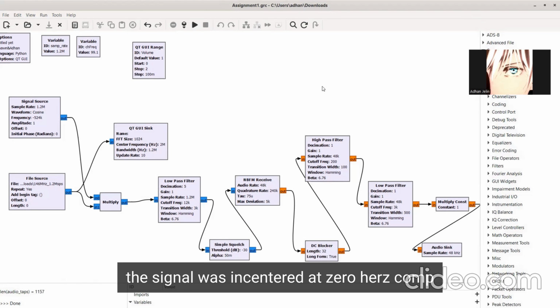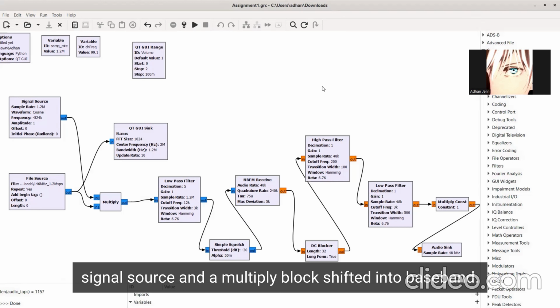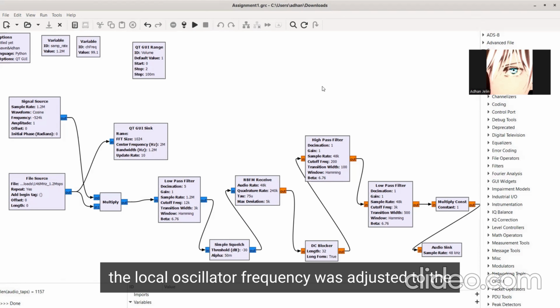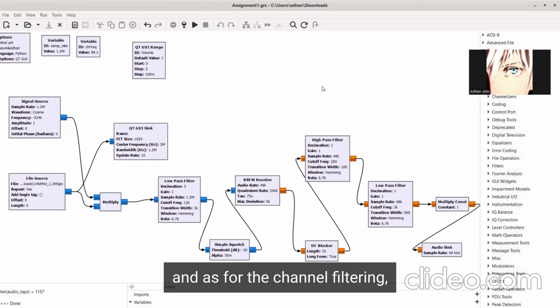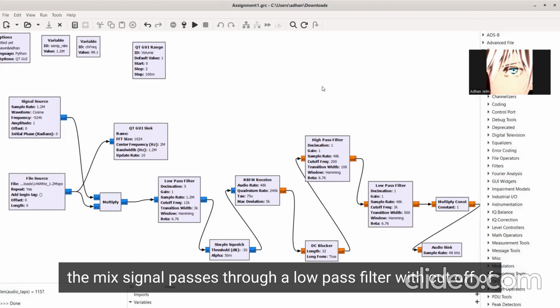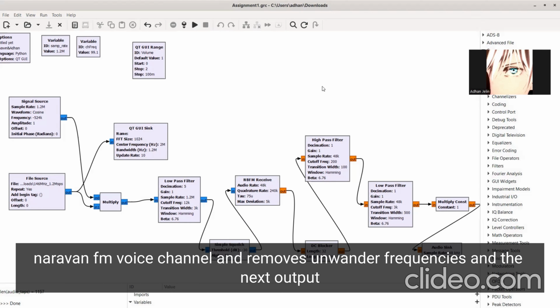Since the signal wasn't centered at 0 Hz, a complex signal source and a multiply block shifted it into baseband. The local oscillator frequency was adjusted to the negative offset to align the carrier for demodulation. And as for the channel filtering, the mixed signal passes through a low pass filter with a cutoff of 12 kilohertz and a transition width of 3 kilohertz, which isolates the desired narrowband FM voice channel and removes unwanted frequencies.